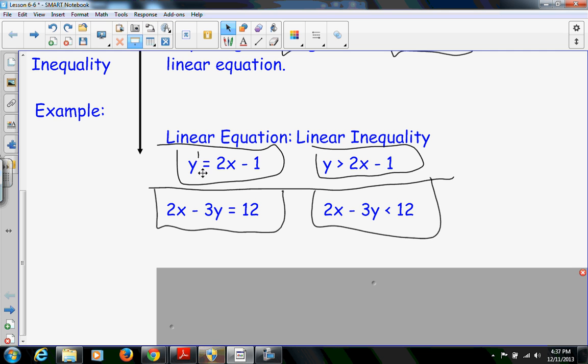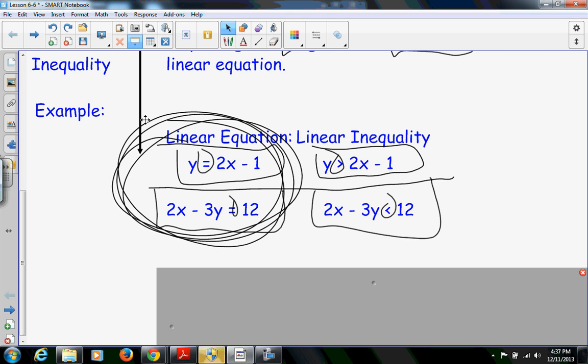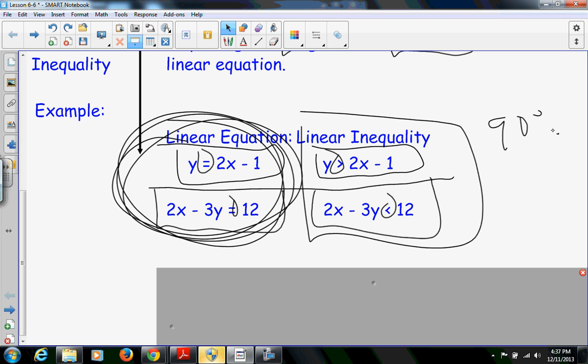Really, the only difference in terms of what the equations and inequalities look like is the symbol. Okay? We know how to graph all of these. We should know how to graph these. And today we're going to talk about how to graph these. By the way, you already know how to graph 90% of this, okay? It's very much the same except for one or two different things, all right?